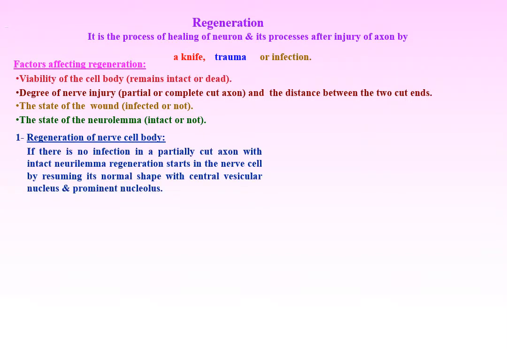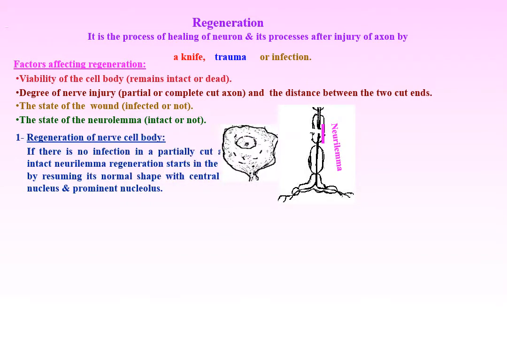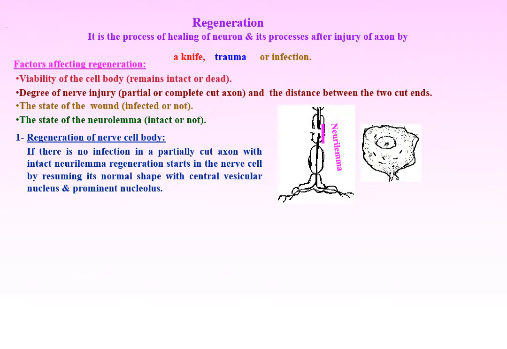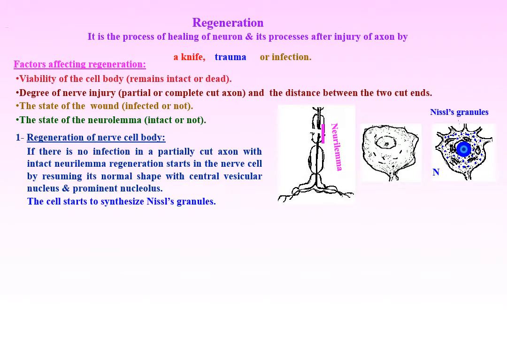Regeneration of the nerve cell body. If there is no infection in a partially cut axon with intact neurolemma, regeneration starts in the nerve cell by resuming its normal shape with central vesicular nucleus and prominent nucleolus. The cell starts to synthesize Nissl's granules.